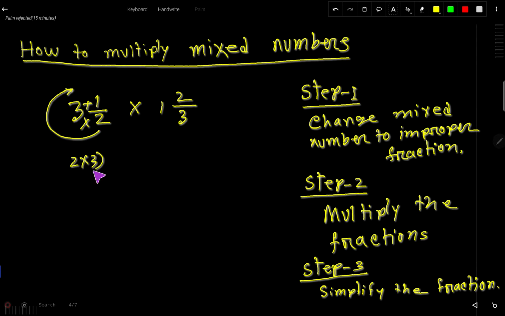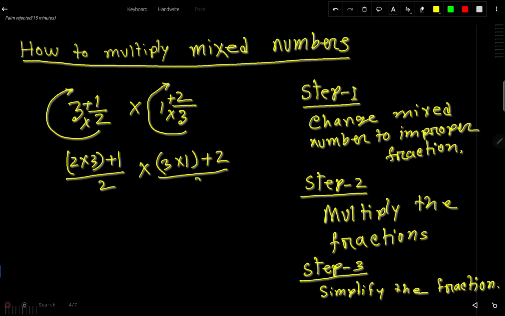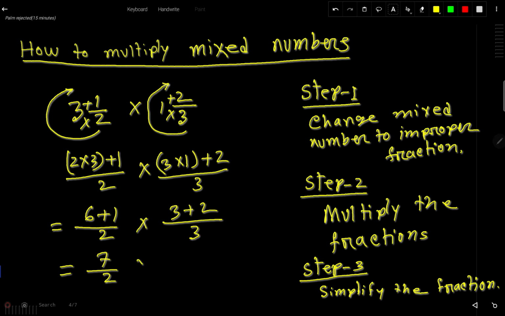2 times 3 plus 1 divided by the same denominator 2. Here we have to draw a C: multiplication, plus, that is 3 times 1 plus 2. We have to take the same denominator 3. Now calculate. 2 times 3, 6 plus 1 divided by 2, 3 plus 2 divided by 3. So we are getting here 7 over 2 times 5 over 3.